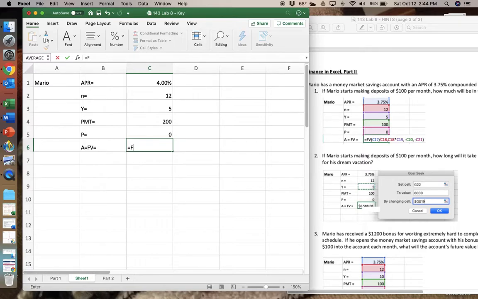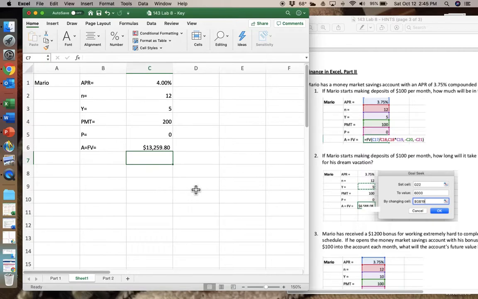Okay. So the future value, in this case, I put a parenthesis where I didn't need it. Okay, so we've got our APR divided by N, the number of times compounding, comma, N times the year, comma, negative our payment, comma, negative the principal amount. Close your parenthesis. So same deal.